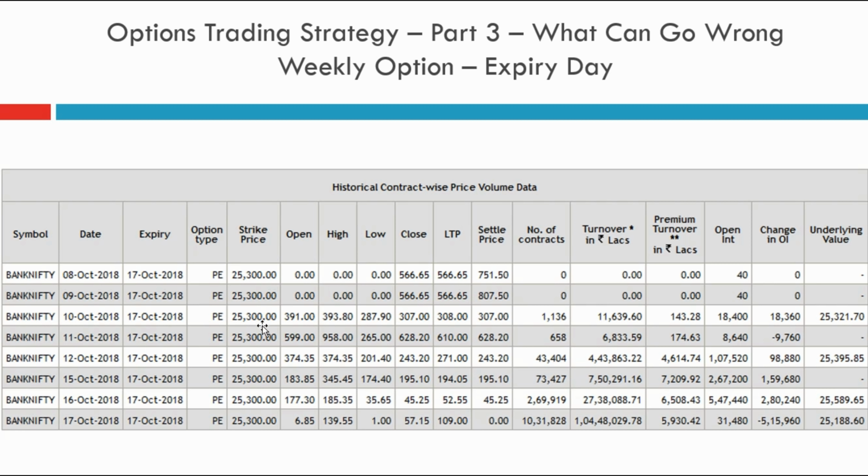Now, this Bank Nifty option, that is the 25,300 put option, opened at 391, and the last traded price you can see is 100. But it sounds nice that you can write this position at 391 and eventually ride it to the low point, that is at 1. But in between, look what happened. On 10th October, this opened at 391, made a high at 394. On 11th October, it made a high of 958.